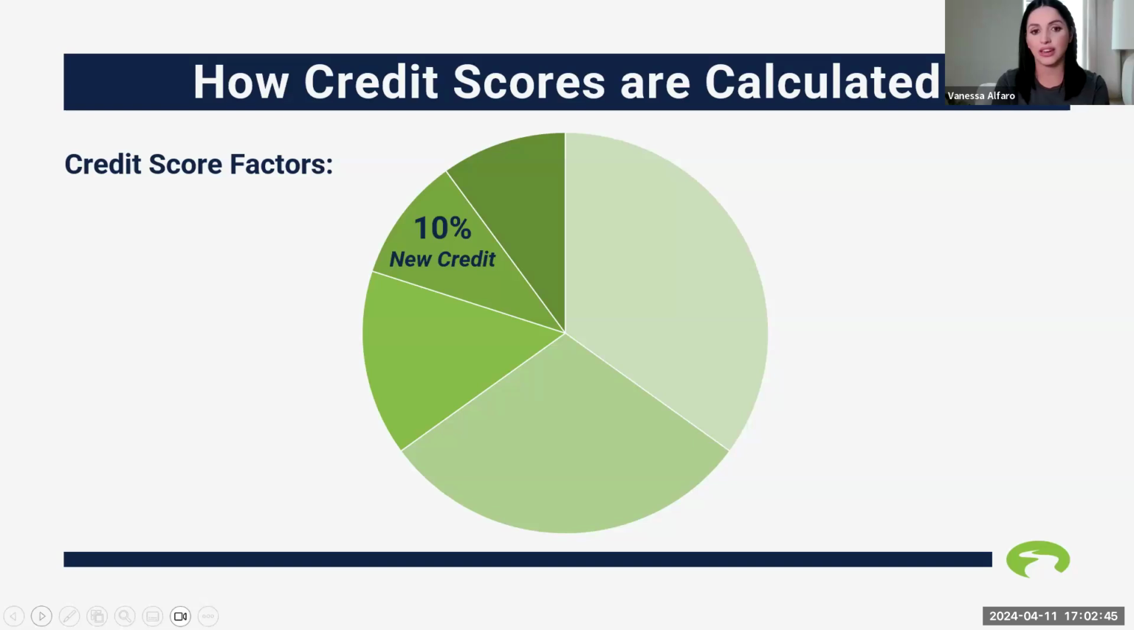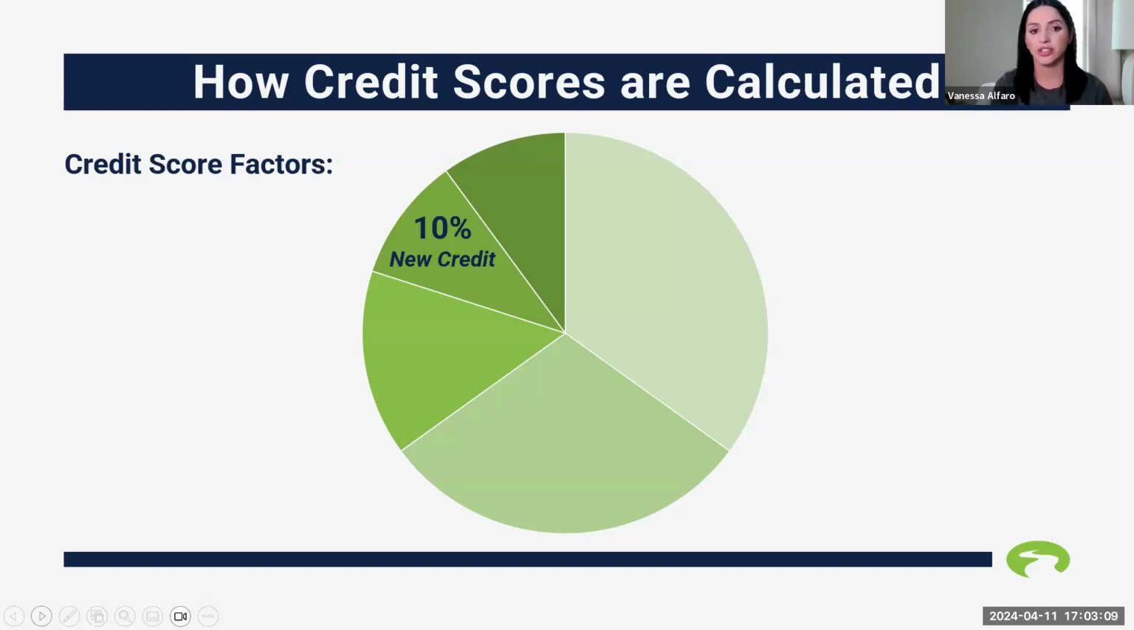And then 10% is new credit. So we look at this because we want to make sure that you're not taking out too much credit too soon. That can be considered a flag. So if you've opened up 5 accounts in the last 6 months, that could start to significantly bring your score down. But that's only 10% of your score, not as much of an impact as if you were to have missed a payment. So keep those new accounts to a minimum.